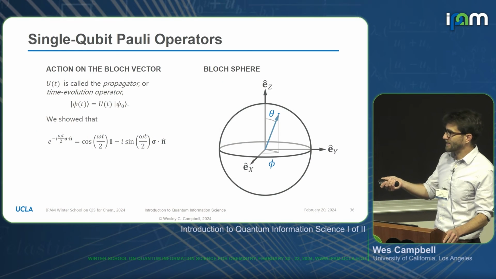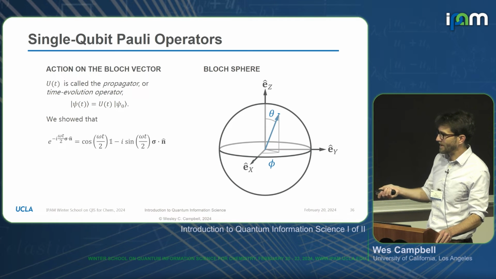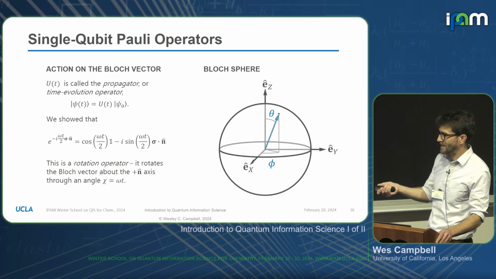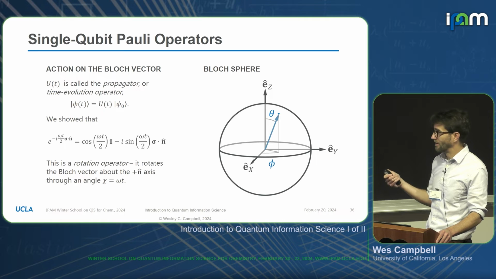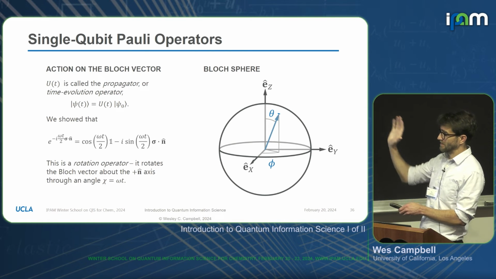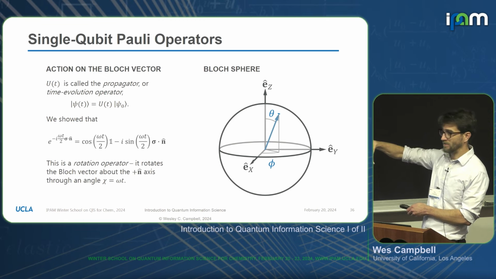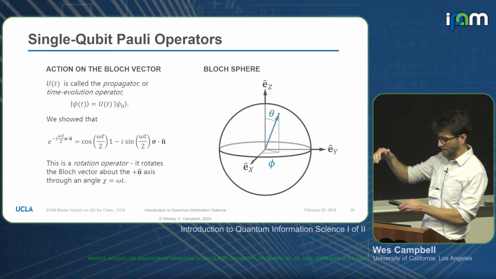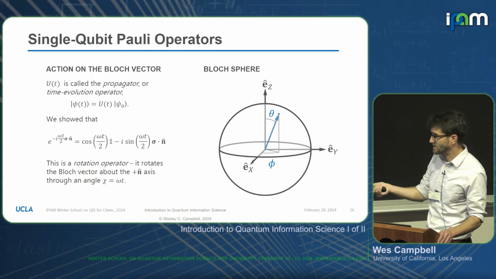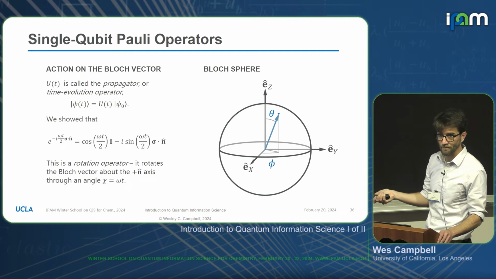And if we look at that exponential expansion that I gave earlier, you can start to see what's happening here geometrically. It's a rotation operator. It rotates the Bloch vector about the plus n hat axis through an angle given by omega t. So if n hat was in the x direction, then sigma vector dot n hat would just be x, the X operator. What this does is it rotates the Bloch vector about the plus x direction, out of the screen. Okay? And the degree of rotation, how far it rotates, is just given by omega times time.